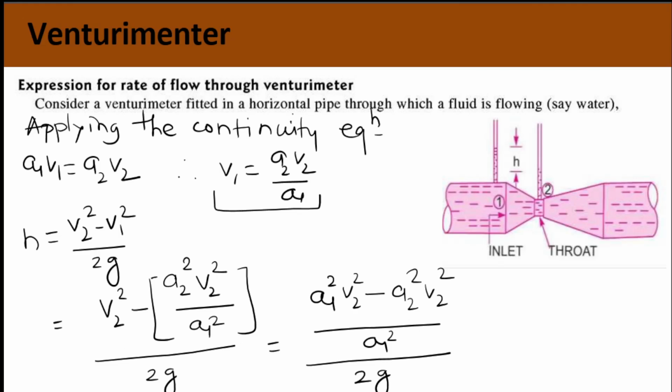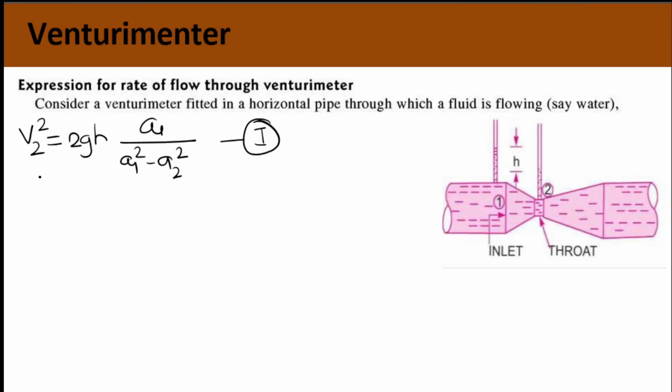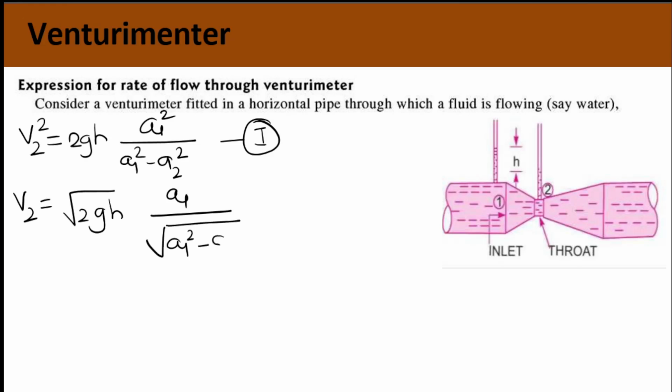Now rewriting this relation for getting the value of V2 in terms of H, V2 square is equal to 2gH times A1 square upon (A1 square minus A2 square). So this is the relation for V2 square, or V2 is equal to under root of 2gH, then A1 upon under root of (A1 square minus A2 square).